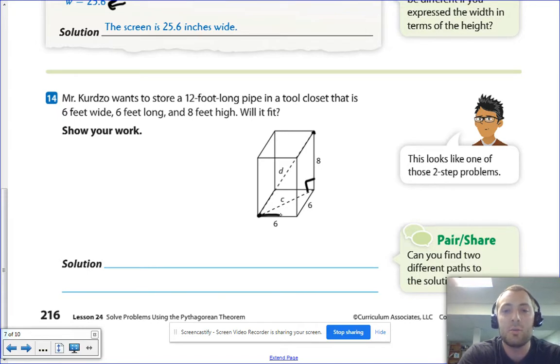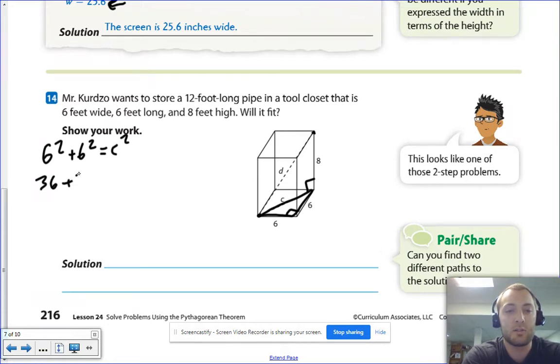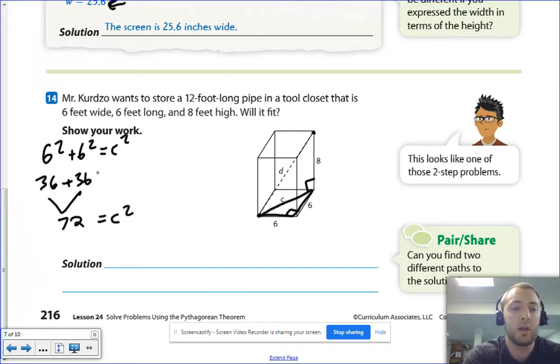To find C, we want to look at this bottom right triangle, because this would be a right angle as well. Because it's a rectangular prism, it's a box, so it would have all right angles. So two steps. One is to find C, and C is the hypotenuse of the 6 by 6. So 6 squared plus 6 squared equals C squared. I know that 6 squared, or 6 times 6, is 36. You probably do too. Let's add those together, and I think it's 72 right away. 72 equals C squared.